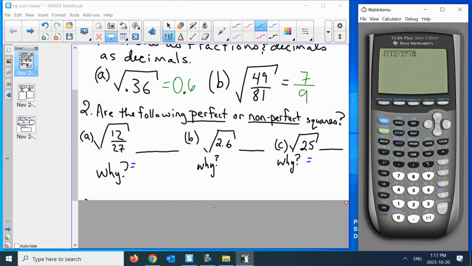You guys see what I did? Square root button on my calculator, bracket, 12 divided by 27, and the bracket, so that the whole thing is under the square root symbol. I'm going to hit it, and I'm going to get decimal 6 repeated. Yeah, I do. Okay.